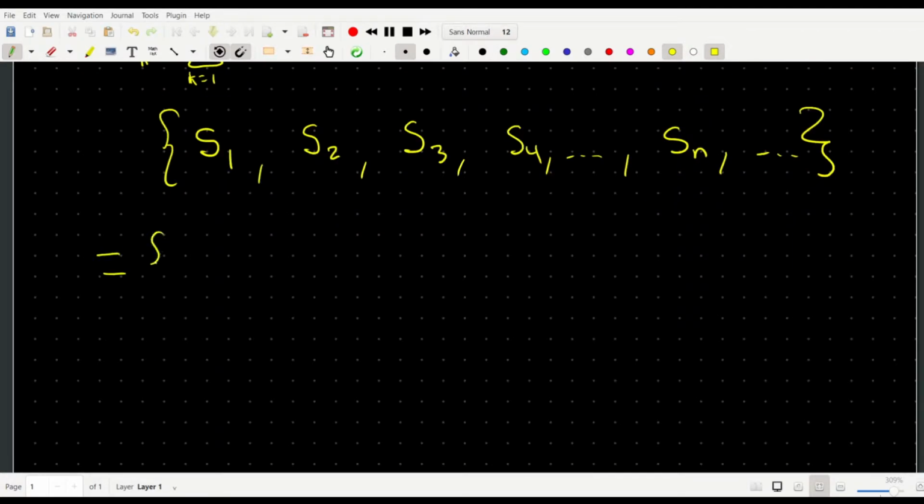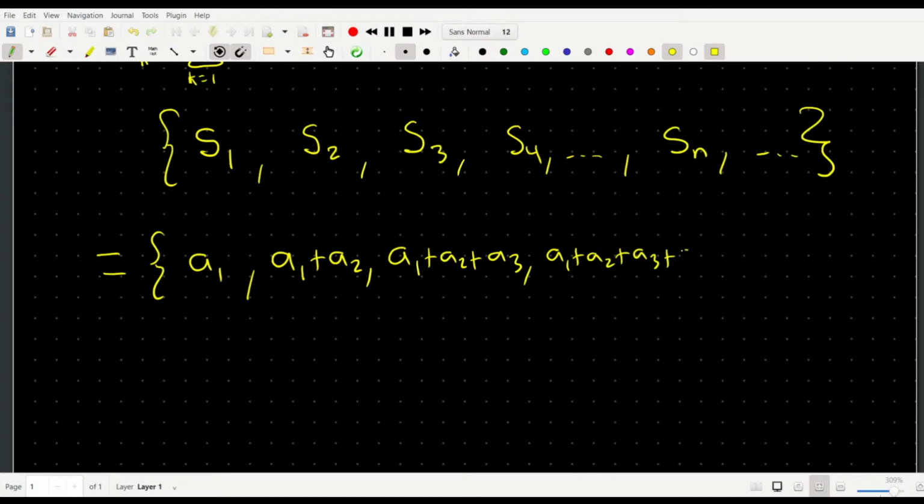So more explicitly, I'll write out these terms. S1 is just the first term, a1. S2 is the sum of a1 plus a2. S3 is the sum of a1 plus a2 plus a3. S4 is a1 plus a2 plus a3 plus a4, and so on and so forth, all the way up to Sn, which is the sum from k equals 1 to n of ak. And this sequence continues on to positive infinity. It continues as long as you want it to go.